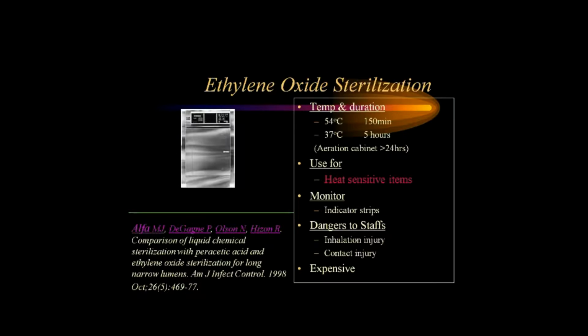And there are various ways to monitor the effectiveness of ethylene oxide sterilization by using indicator strips. But one should realize that there are some risks for the staff, namely contact injury or contact dermatitis, inhalation injuries because of ETO, and also it is expensive. But in a medium-sized hospital, it may be quite a good addition to the autoclave.